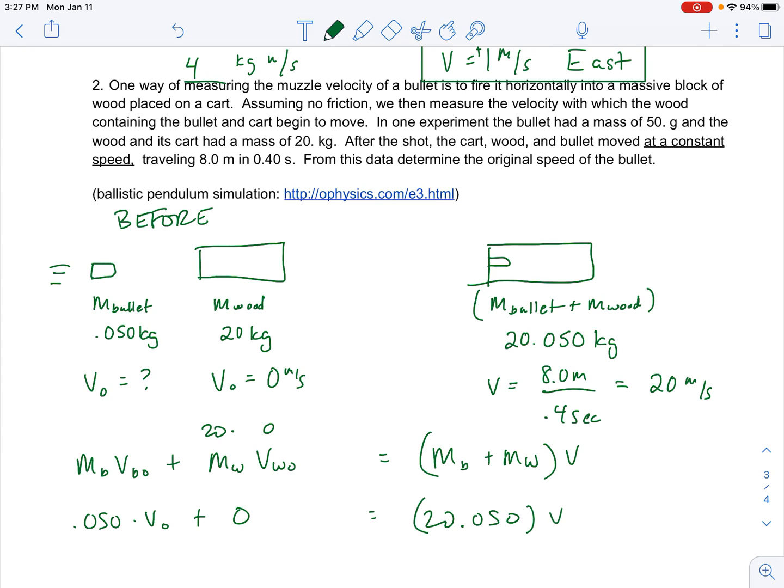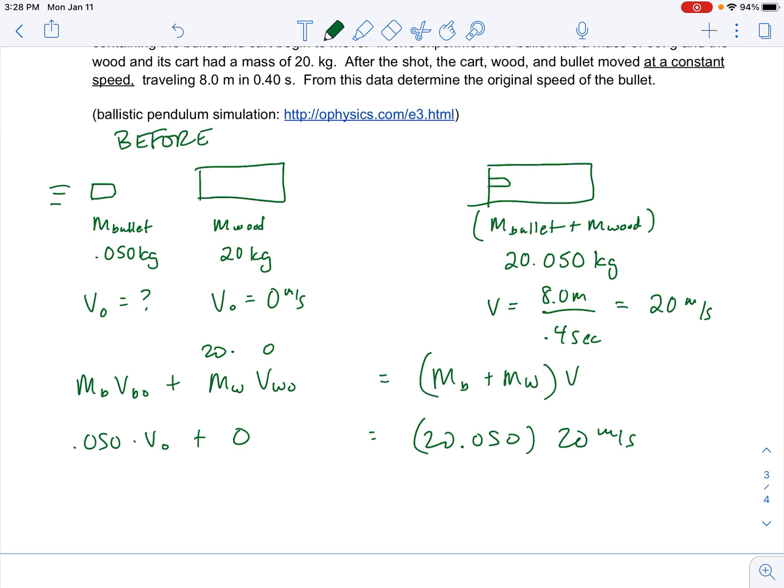20.050 times 20 meters per second. So now I solve this. I'm going to take 20.050 times 20, and then I'm going to divide by 0.05. And I get that the initial velocity of the bullet was 8,020 meters per second. That's quite fast, even for a bullet.